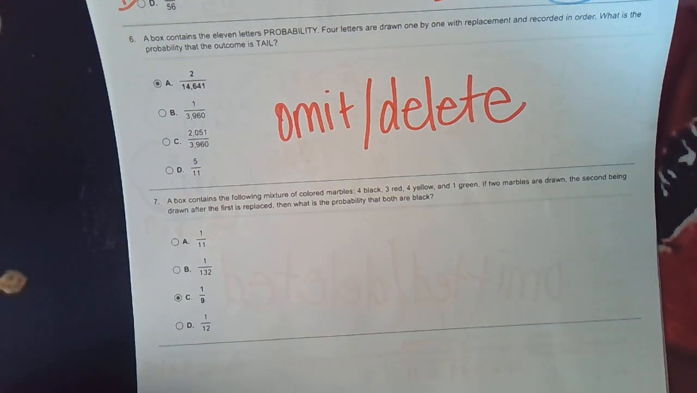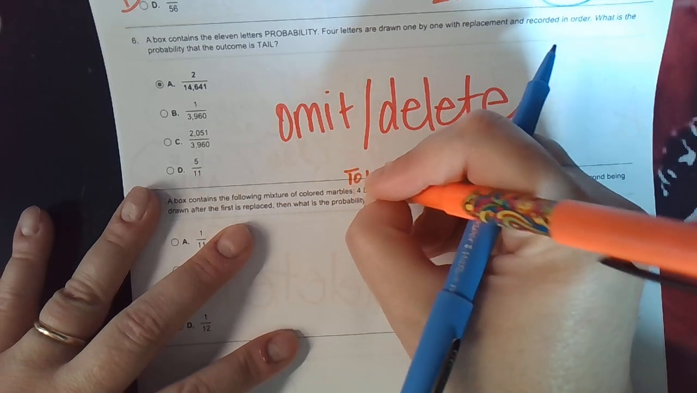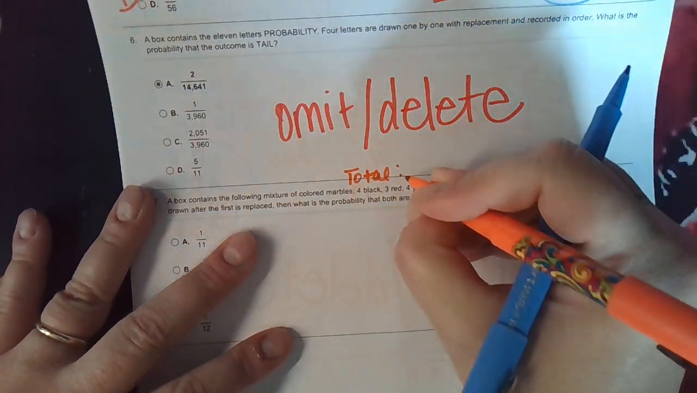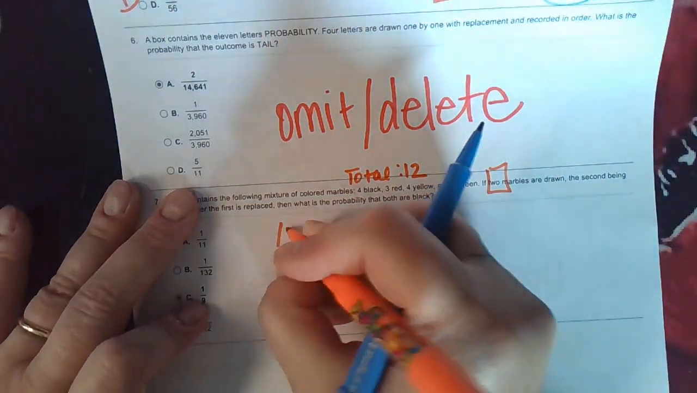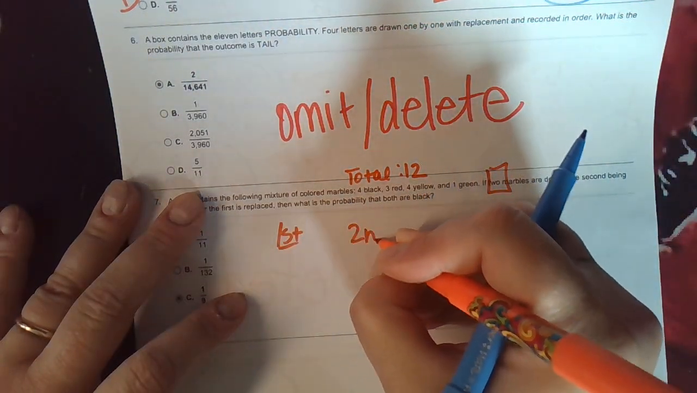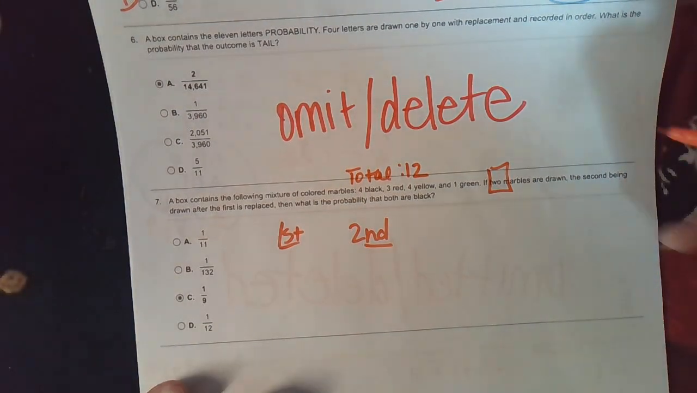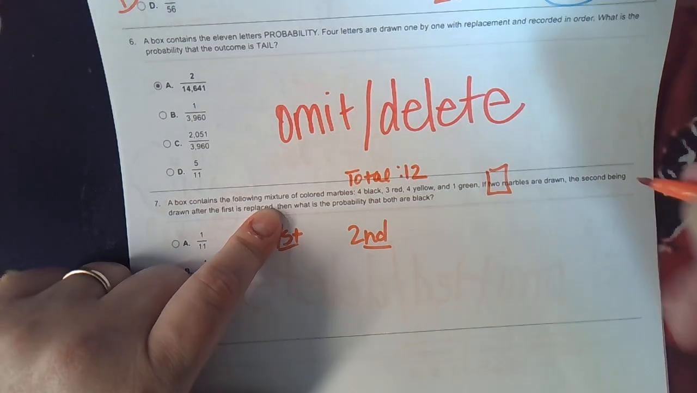Let's look at number 7. Number 7 says a box contains the following mixture: 4 black, 3 red, 4 yellow, and 1 green. Let's go ahead and find the total, because we're probably going to have to. That's 12. It says if 2 marbles are drawn, so we're going to have a first marble and a second marble, like that last problem. The second being drawn after the first is replaced.